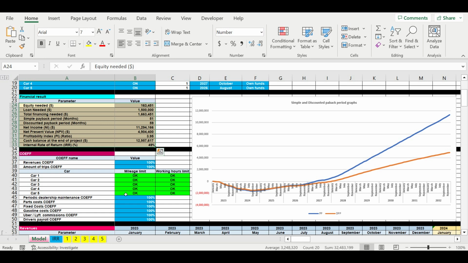Here we have the list of coefficients to make us easily be able to play with revenues, amount of trips, dealership maintenance, parts cost, fixed cost, gasoline cost, commissions and so on, so we can increase or decrease revenues or costs and see what will be the payback period, what will be the financial result.